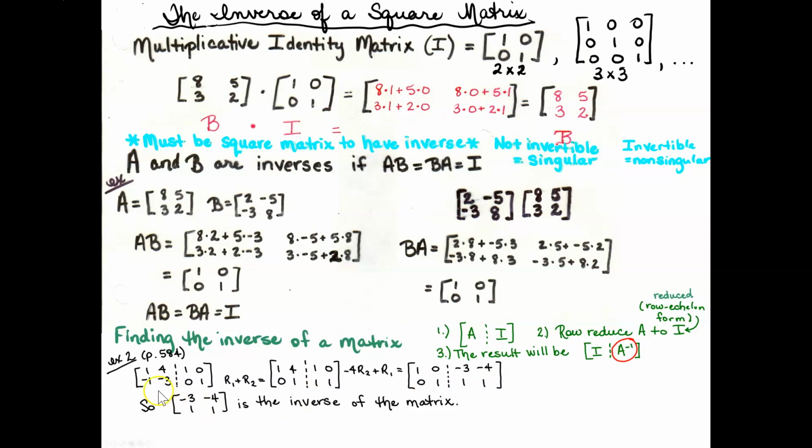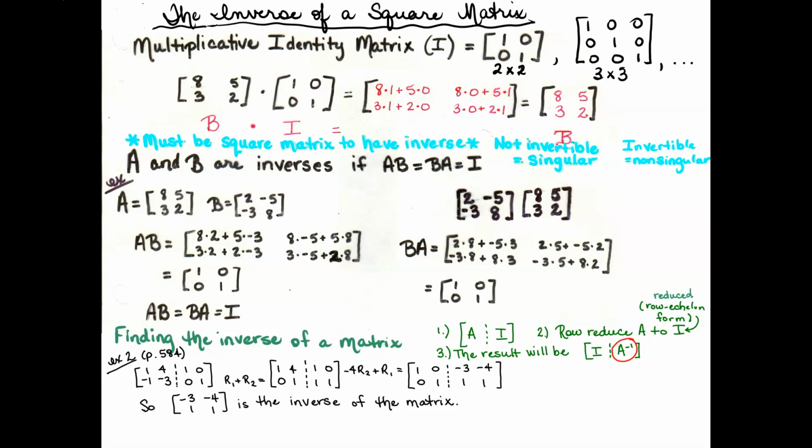If I have the matrix 1, 4, negative 1, negative 3, and then I put the identity right beside it, I'm going to use elementary row operations, just like we did a few moments ago, to transform that matrix into reduced row echelon form, 1, 0, 0, 1. The matrix that gets created on the other side of that dotted line is your inverse. So our inverse would be negative 3, negative 4, 1, 1.